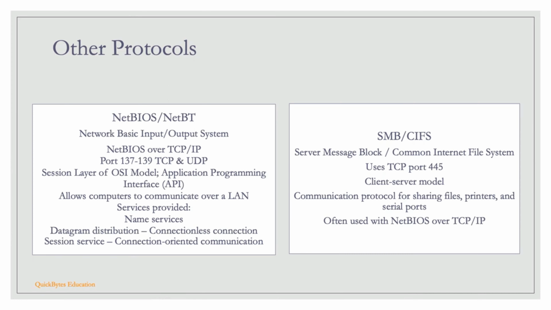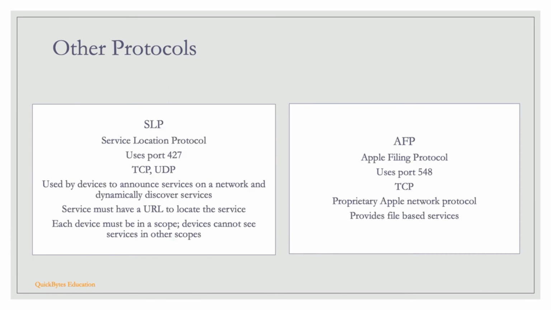SMB commonly uses TCP port 445. SMB is used for sharing files, printers, and other network resources. SMB often works with Windows file sharing and can also be used by other operating systems. SLP stands for Service Location Protocol. SLP uses TCP and UDP port 427. SLP is used to announce services and discover available services on a network. Services are organized using scopes, and devices generally discover services within the same scope.